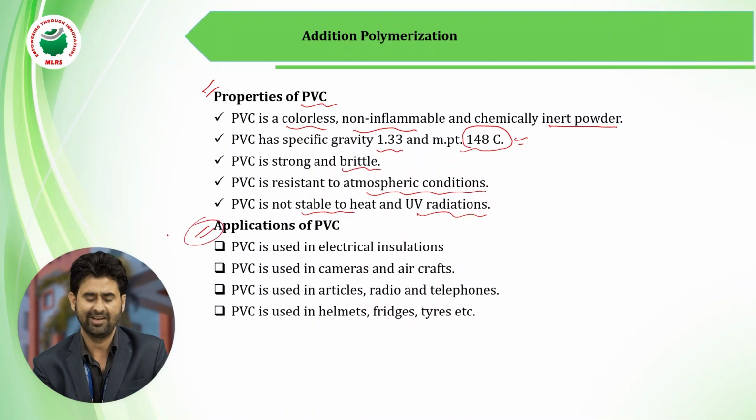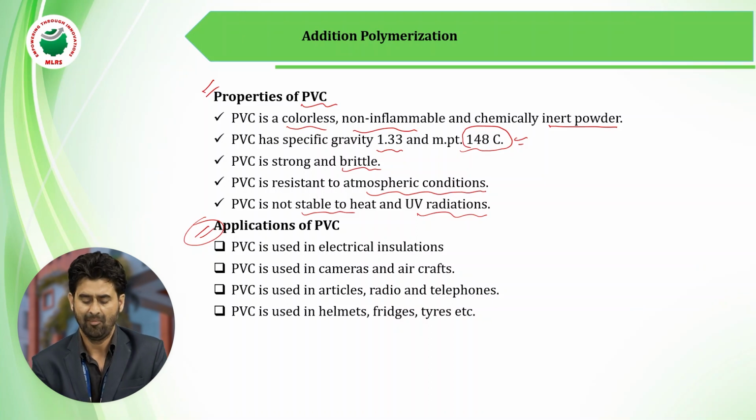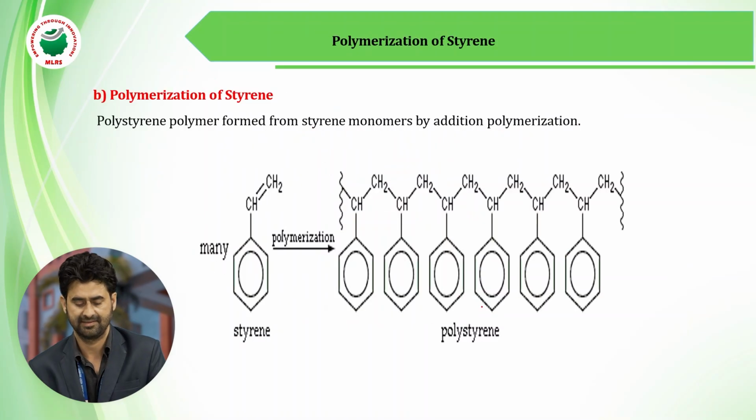What are the different applications of polyvinyl chloride in the engineering field? Polyvinyl chloride is used in electrical insulations and it is also used in cameras and aircraft. It is used in articles, radios and telephones. We can use polyvinyl chloride in helmets, fridges and tires.